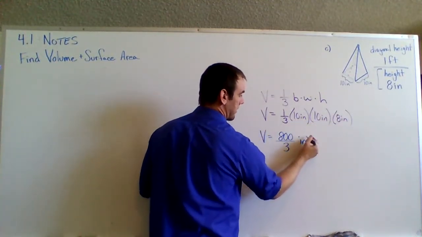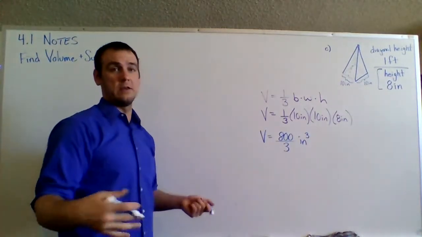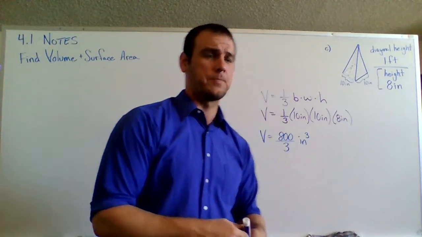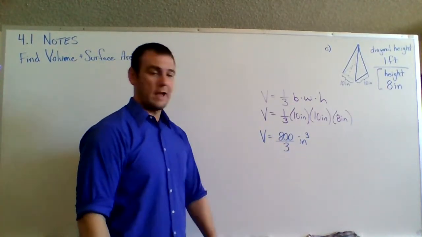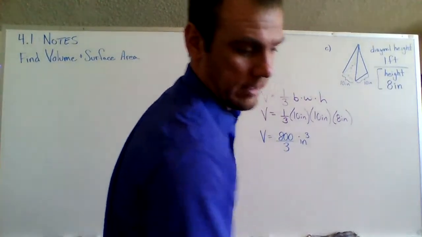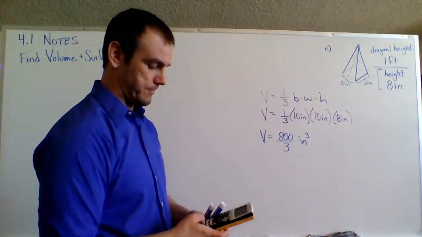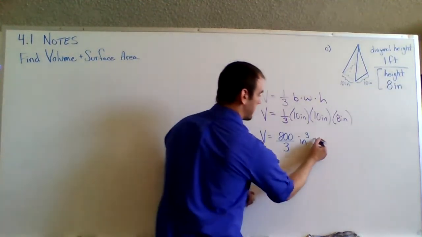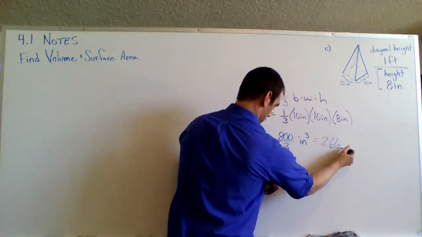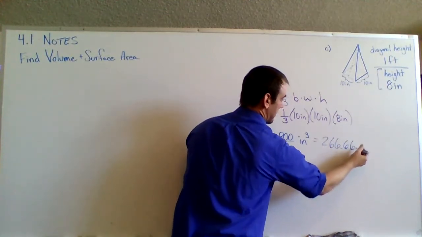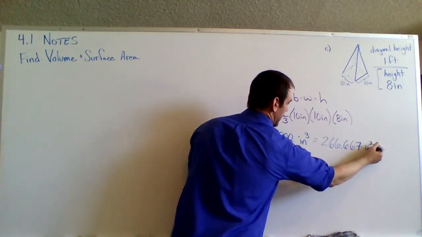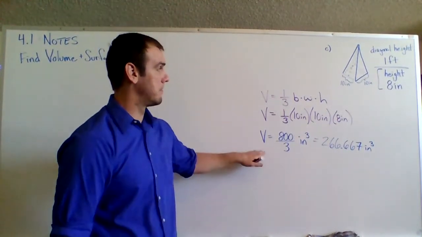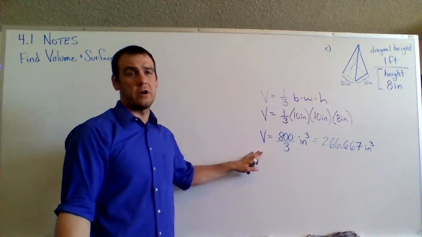So guys, anytime we're talking about volume, your units better be cubed. Anytime we're talking about area, your units better be squared. So at this point, you just type that into your calculator, see what 800 divided by 3 is. Looks like 266.667 inches cubed. Alright, hopefully that's not too bad. Next we're going to do surface area, which is a little bit trickier.